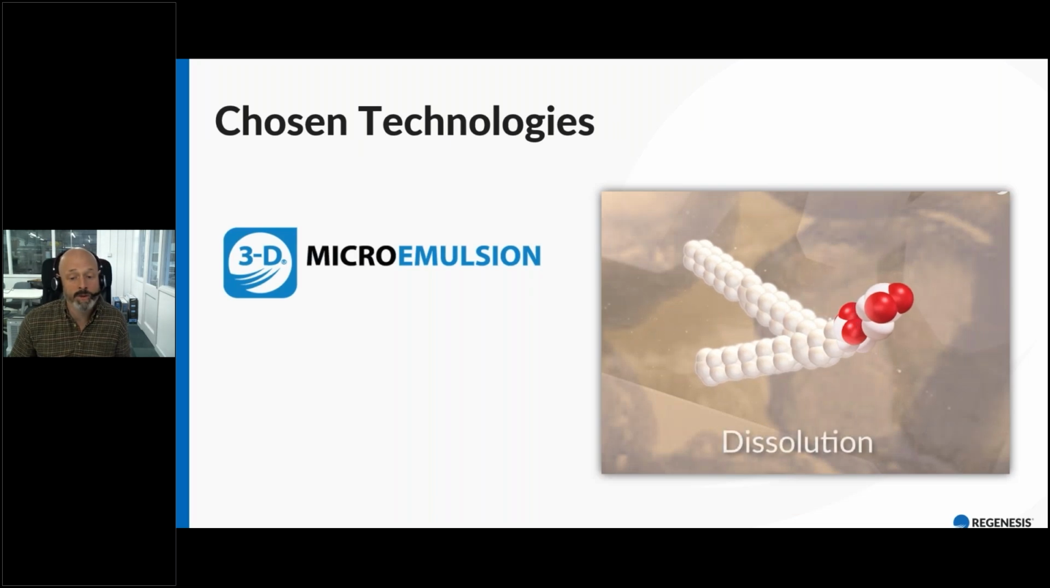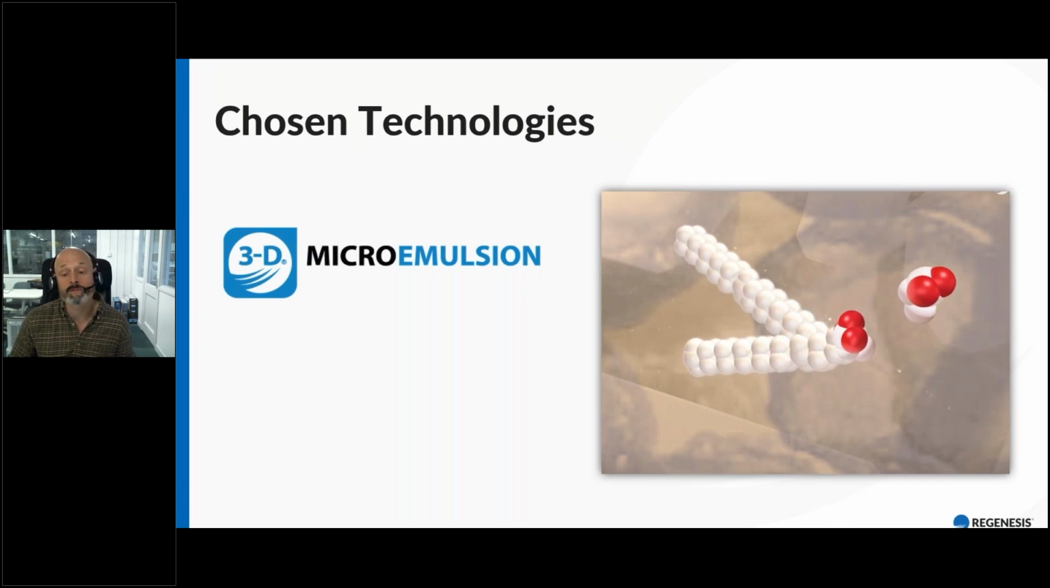So we have a few electron donors on the shelf. We've chosen 3D microemulsion for this site. Why? Because it's 3D, 3 donor. That's a short, medium, and long-term electron donor supply, and it will supply dissolved hydrogen for over 5 years from a single application.